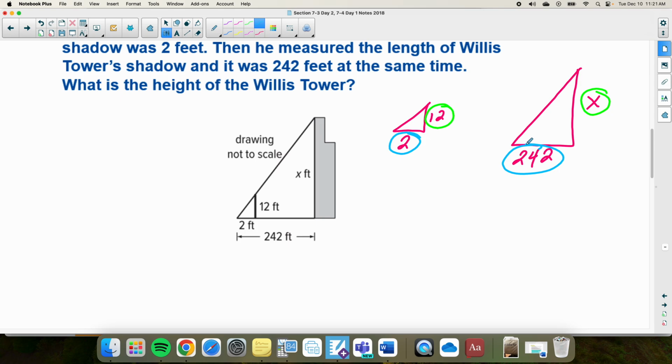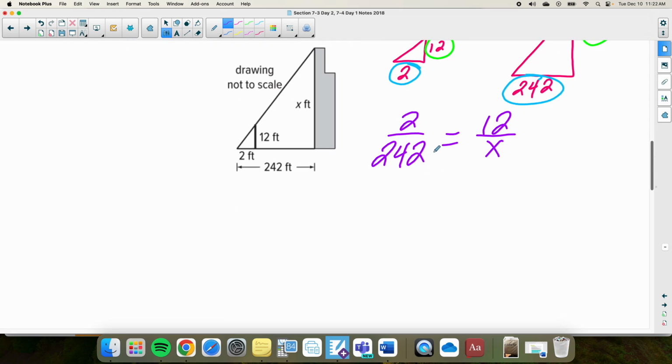So if you go to set this up, there are many different ways you could do it. Let's do blue over blue, 2 over 242 equals green over green, 12 over x. And then we would cross multiply. We'd multiply this and divide by 2. Did anyone get an answer?